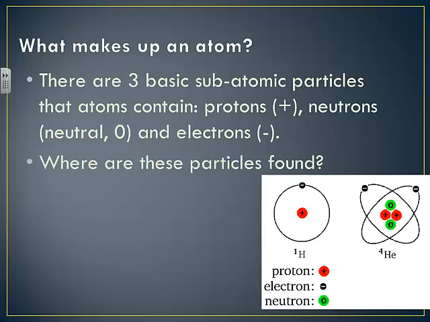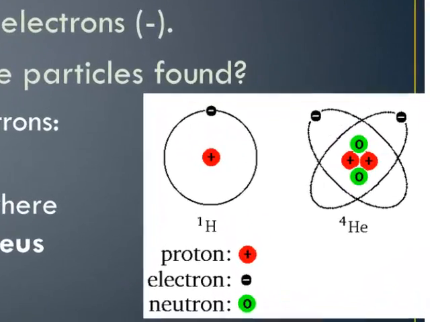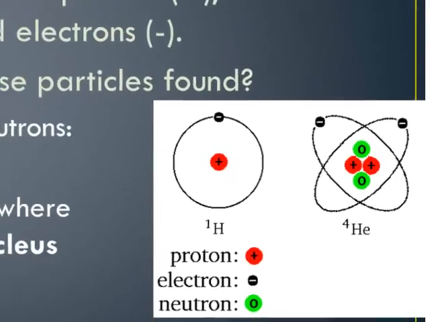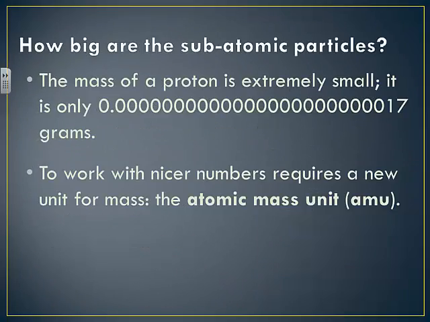Where are these particles found? If you look in the diagram in the lower right, you can see that protons and neutrons are found in the nucleus. Electrons are found somewhere around the nucleus. Just how big are these subatomic particles?